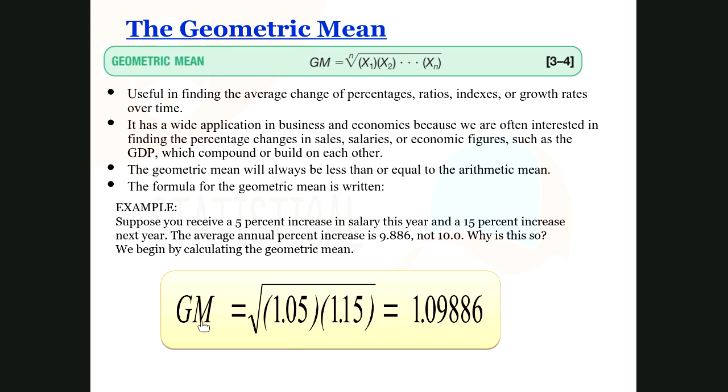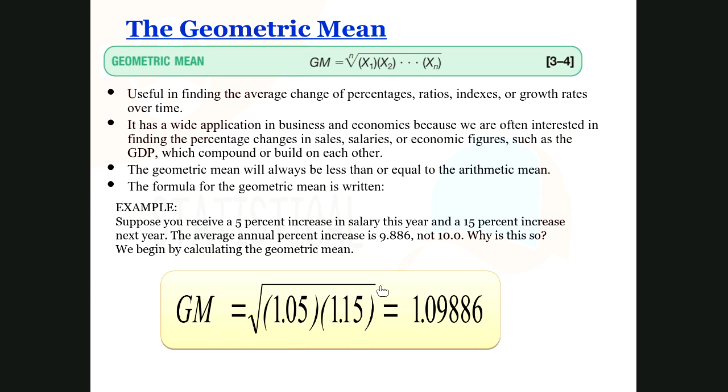Okay, the geometric mean is equal to the square root. In this example, you receive a 5% increase in the salary this year and a 15% increase next year. The average annual percent increase is 9.886, not 10. Okay, so you take the square root of 1.05, that's your increase, and a 15% increase is 1.15. And the geometric mean is 1.09886.